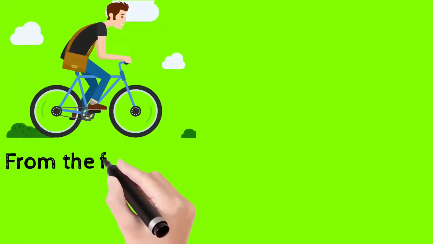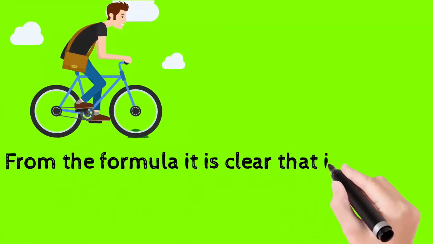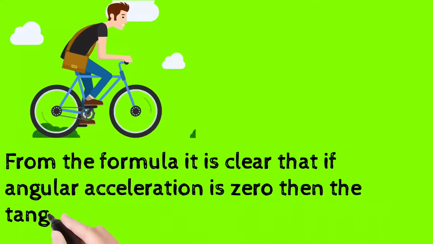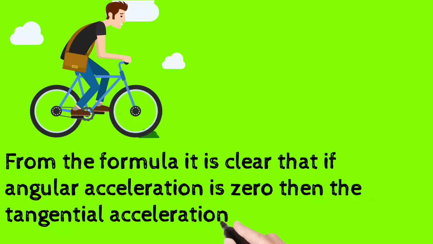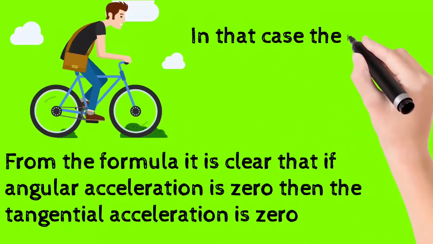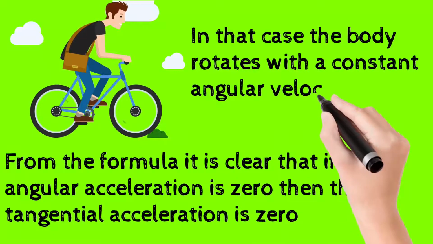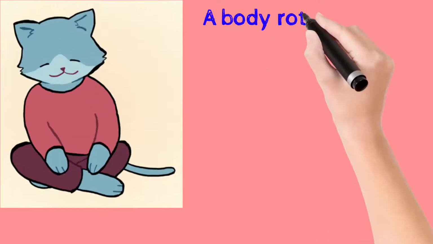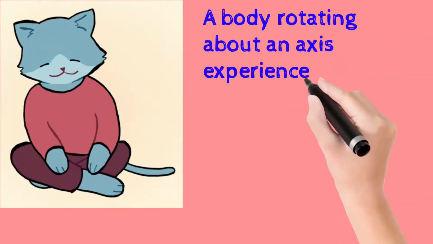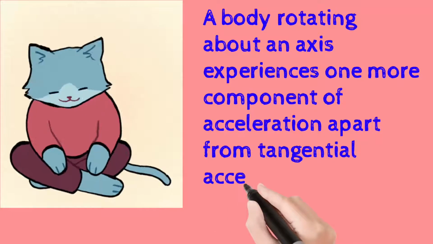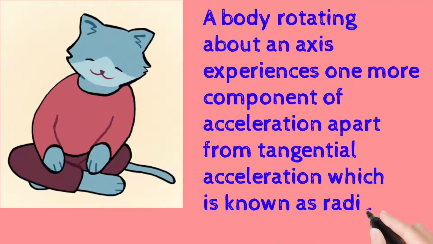So from the formula, it is clear that if α, that is the angular acceleration of a body, is 0, then the tangential component of acceleration of the body will be 0. In that case, the body rotates at constant angular velocity as seen in the image. So a rotating body, along with experiencing tangential acceleration, experiences one more component of acceleration known as radial acceleration.